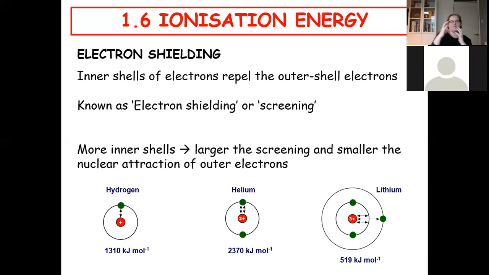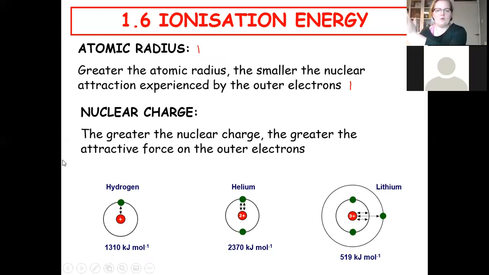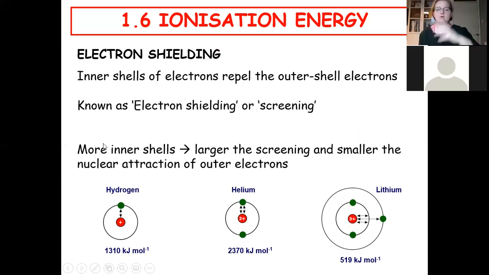So these inner ones, so let's use lithium, for example, they're closer to the nucleus, so they are harder to lose, but actually they're getting more of that nuclear charge, they're getting more of that attraction than this electron out here, because we've already said that the further away they are, the atomic radius, the further away you are, the smaller the nuclear attraction. And actually one of the reasons is because of this screening, or shielding.